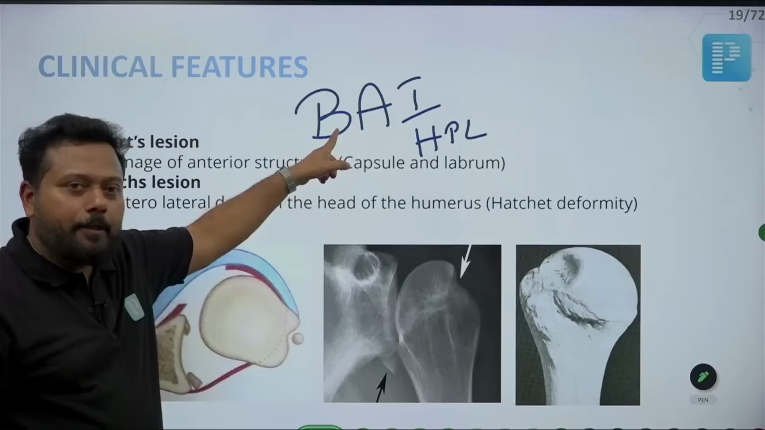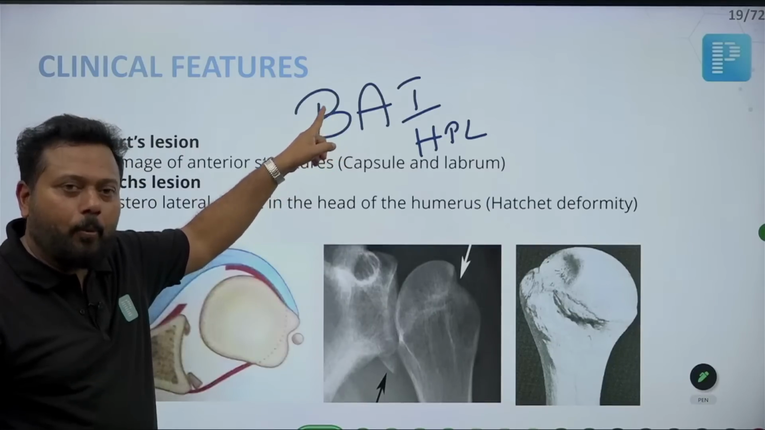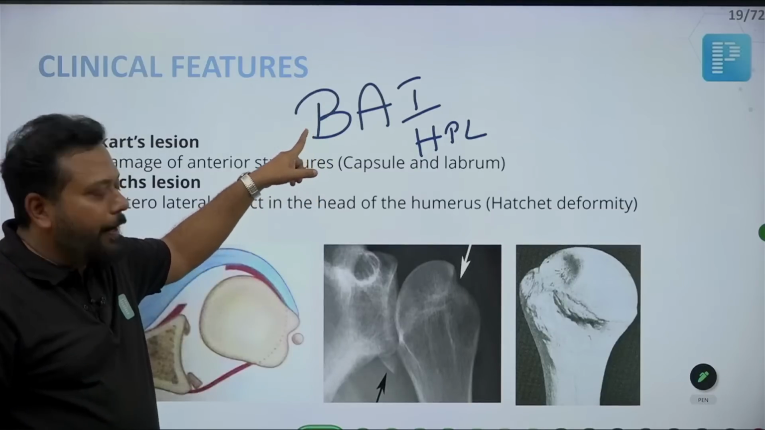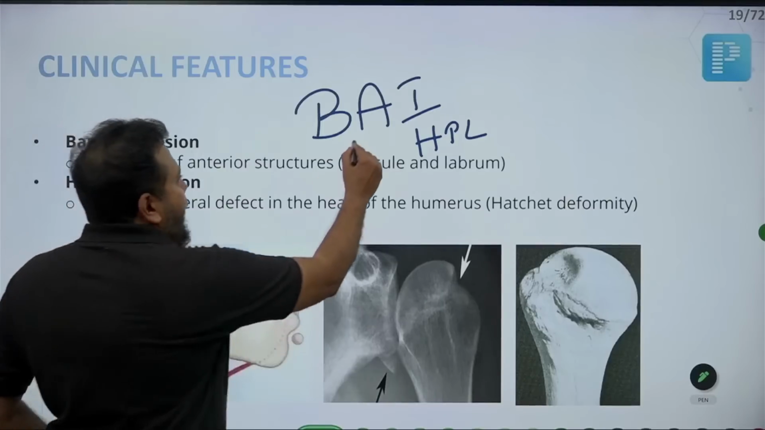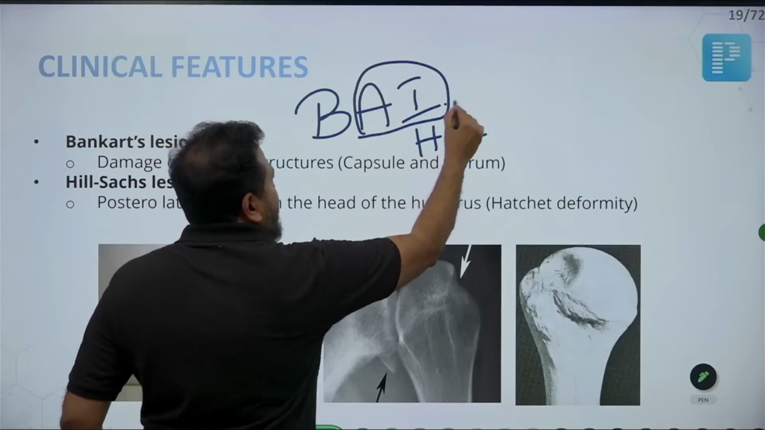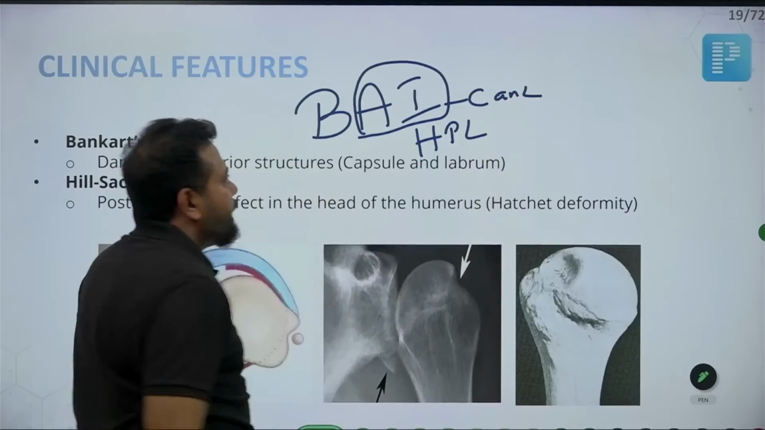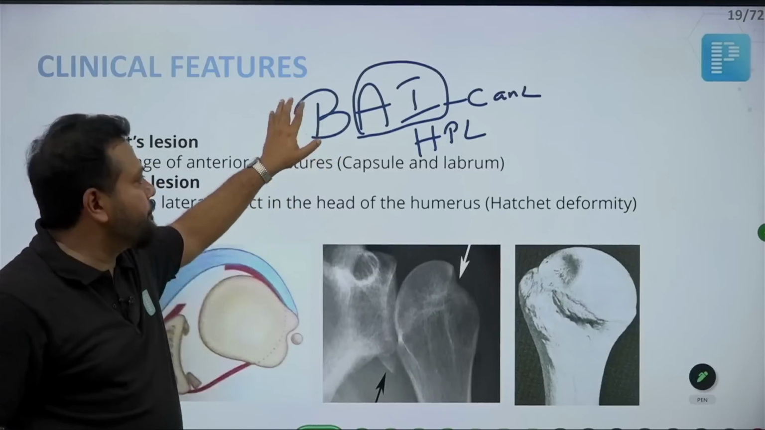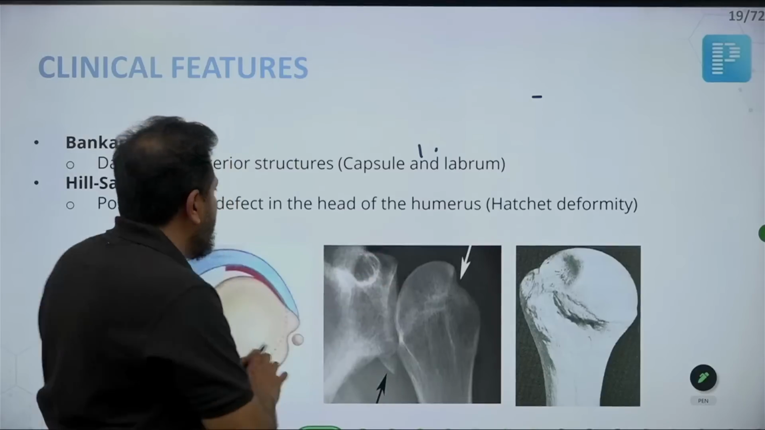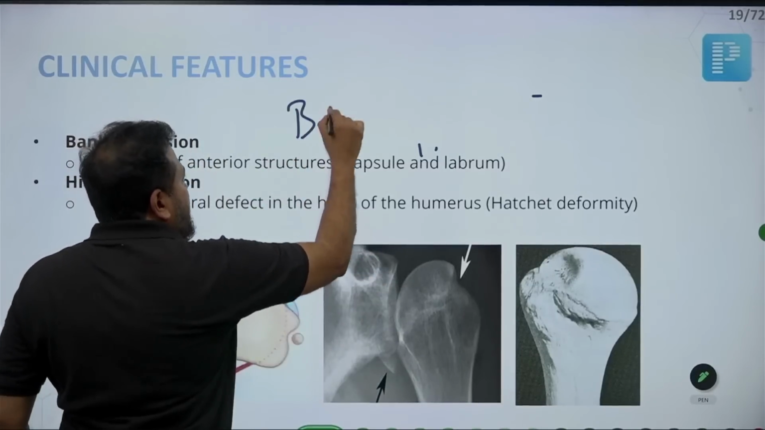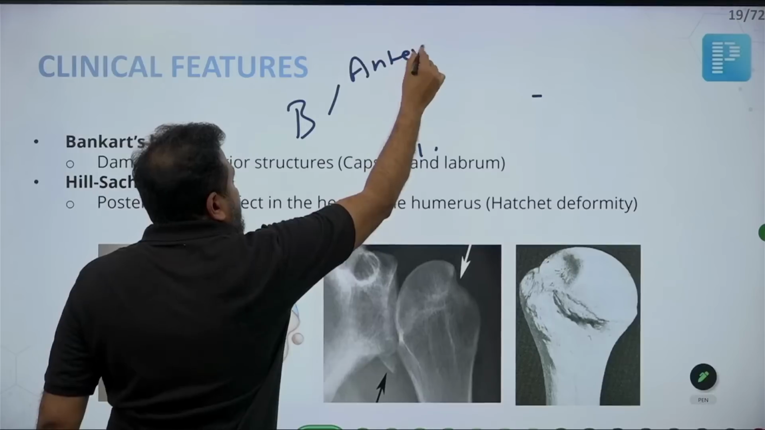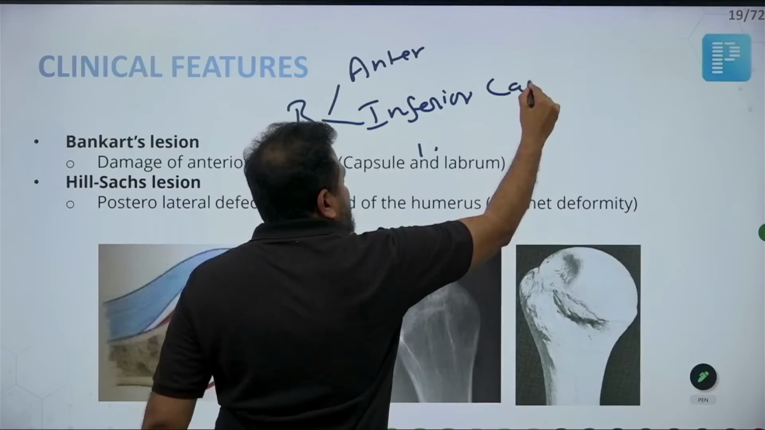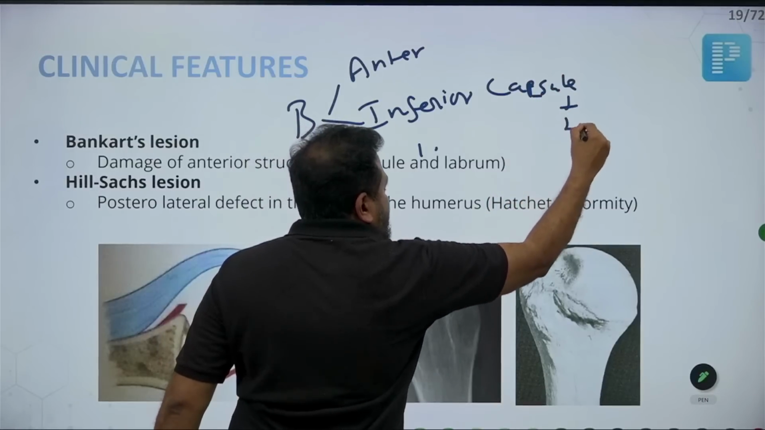B stands for Bankhart's lesion, and I told it's a soft tissue lesion. It is happening in the anterior structures, that is capsule and labrum. When there is a defect in the antero-inferior aspect of the capsule and the labrum, that is called Bankhart's lesion. Now you understood what BAI is: Bankhart's, antero-inferior, lesion in the capsule and labrum.